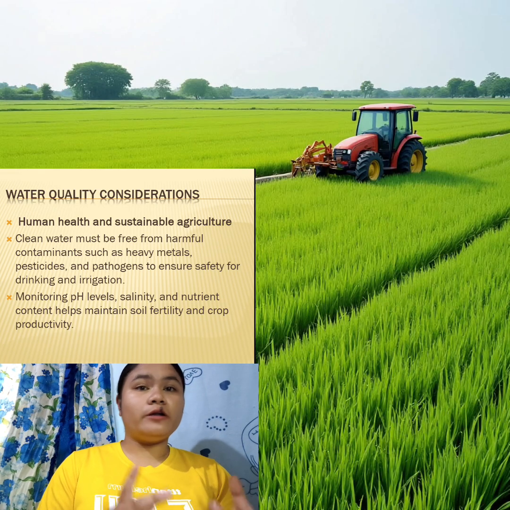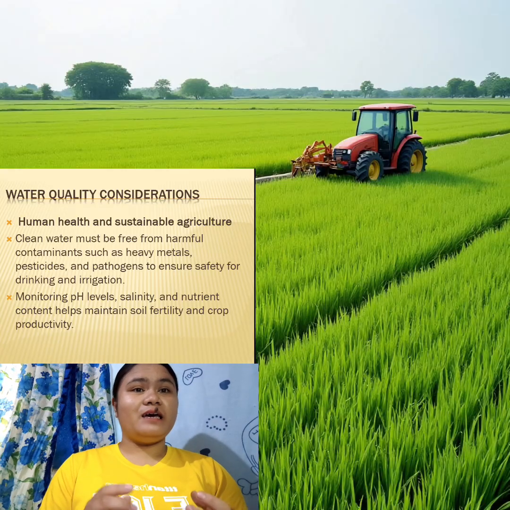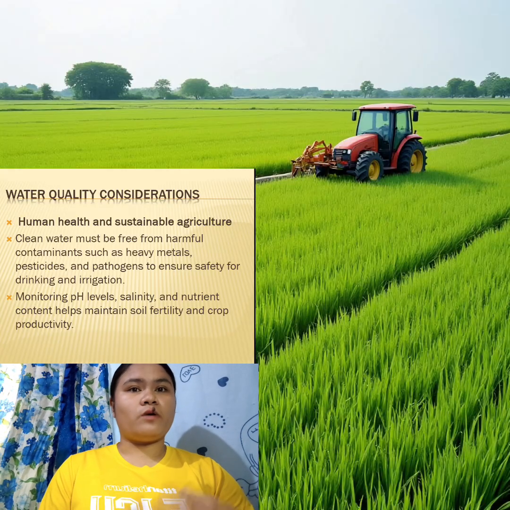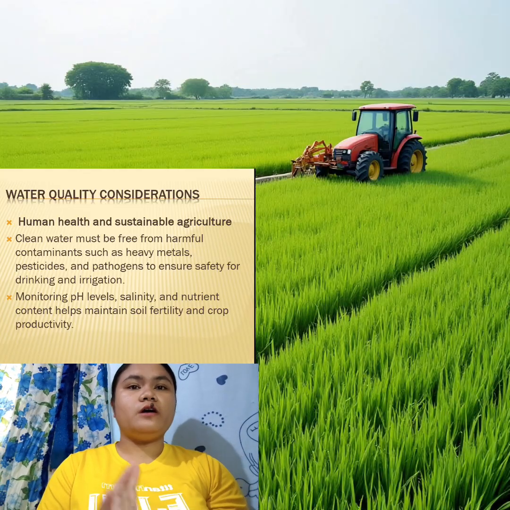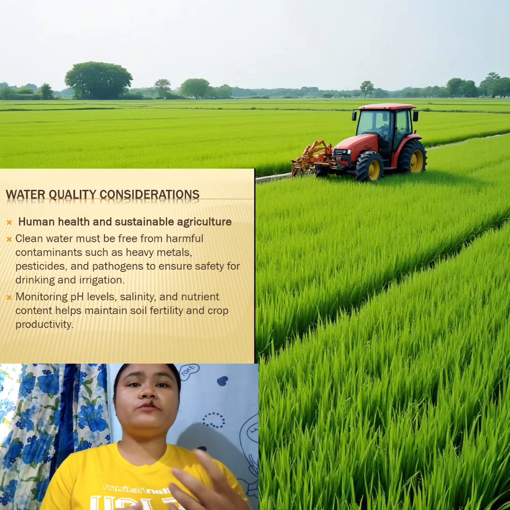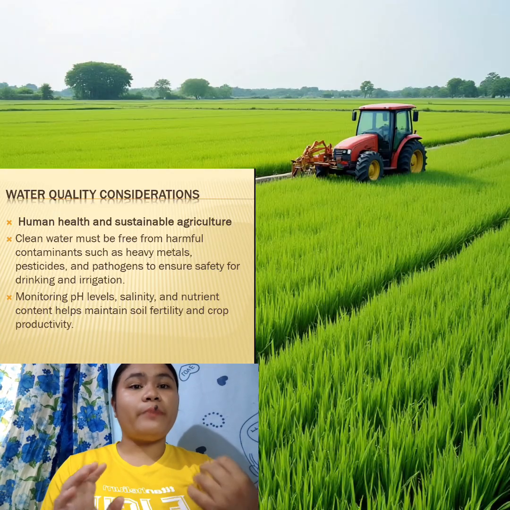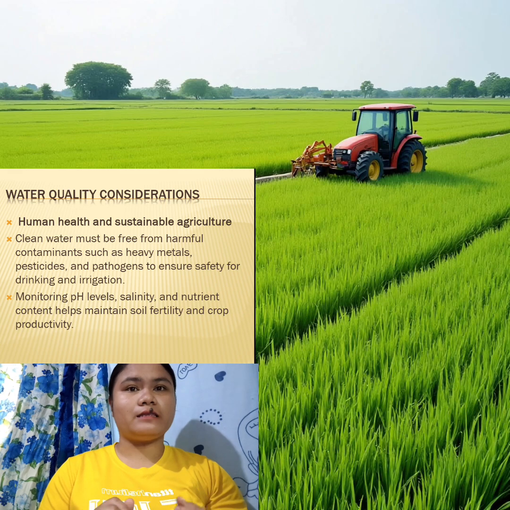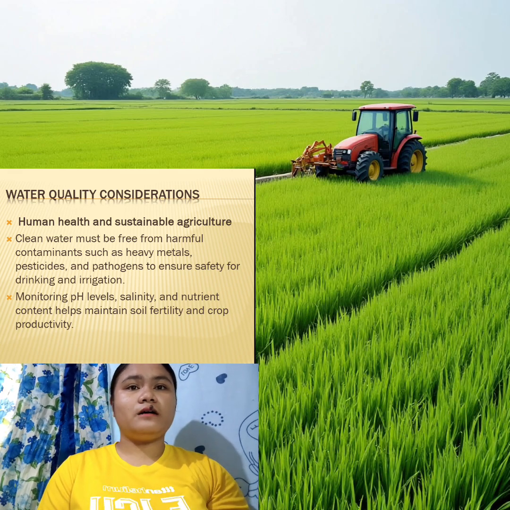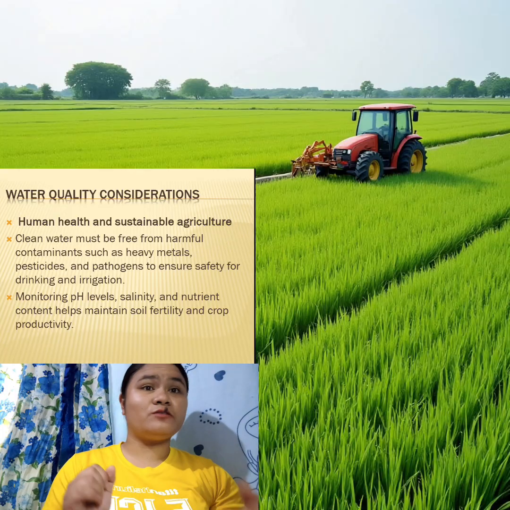Communities that depend on irrigated crops for food security are directly affected by the quality of irrigation water. Next, we have sustainable agriculture. For sustainable agriculture, monitoring water quality means regularly checking the pH levels, the salinity, and the nutrient content. pH level affects how well plants absorb the nutrients.